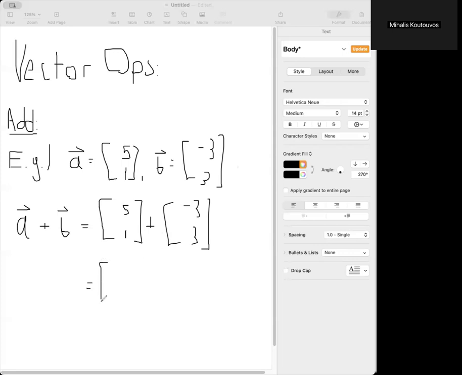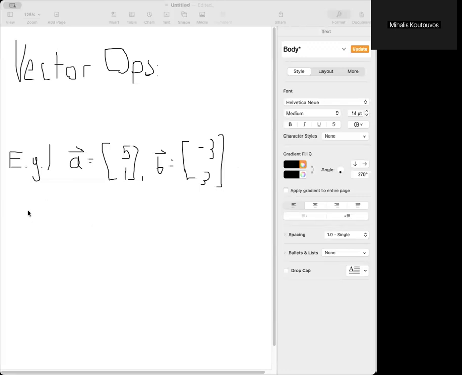So from here, we're just going to set up a final vector. We're going to do 5 minus 3, that is 2, and then 1 plus 3, which is just 4. So this is your final answer. We're going to box this soon, and there we go for addition.